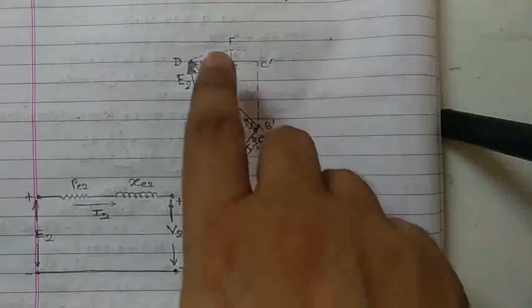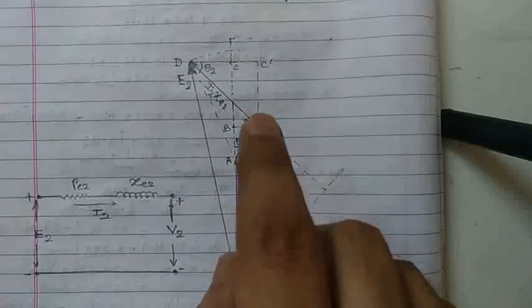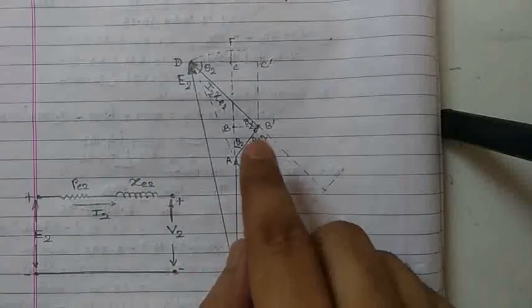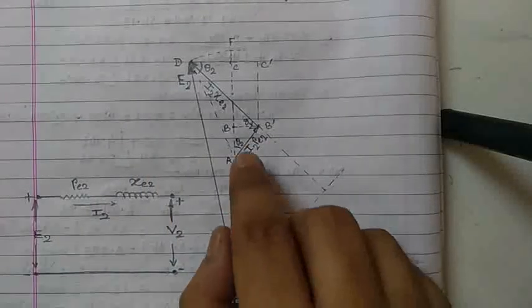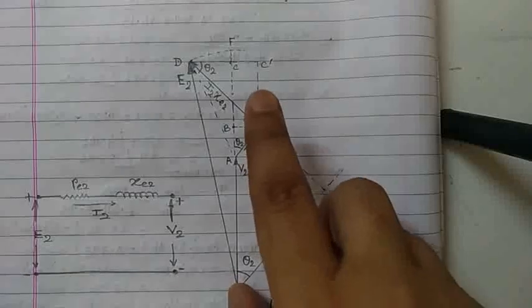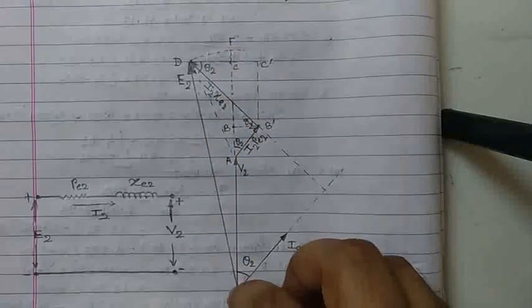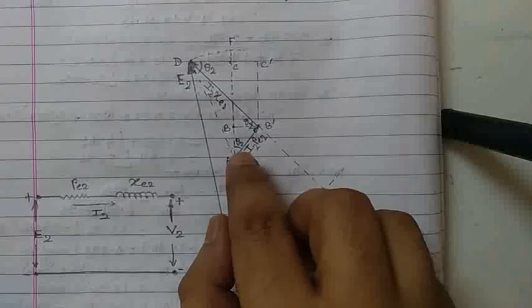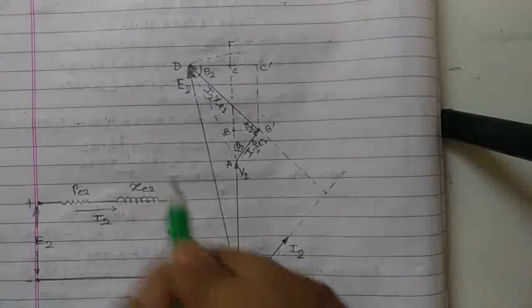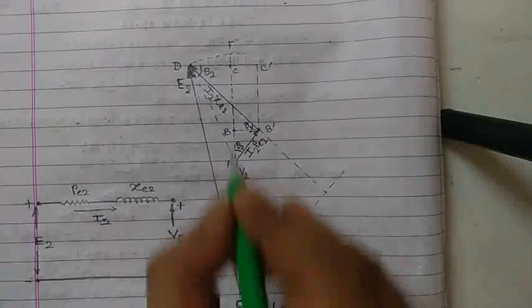Now taking a radius of OD, that is, a radius arc of OD, that meets the extension of OA at a point F. Again I say, taking the radius arc of OD, the extension of OA meets it at a point F. Here E2 is equal to OF.